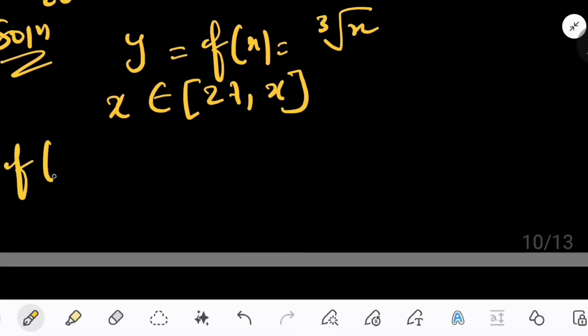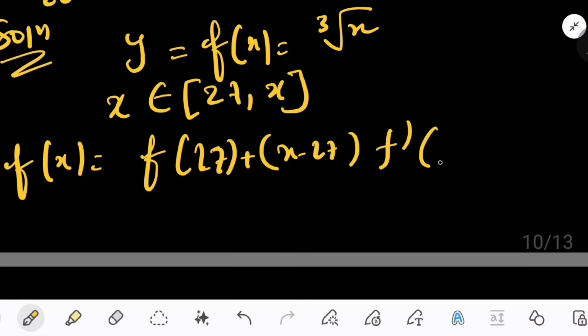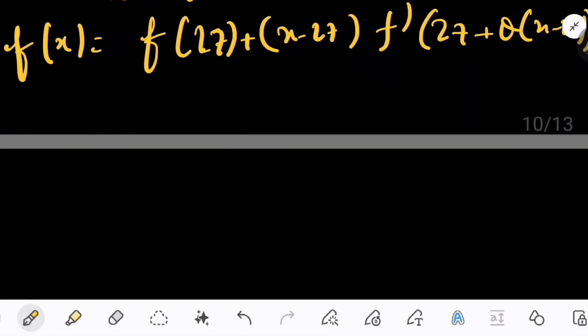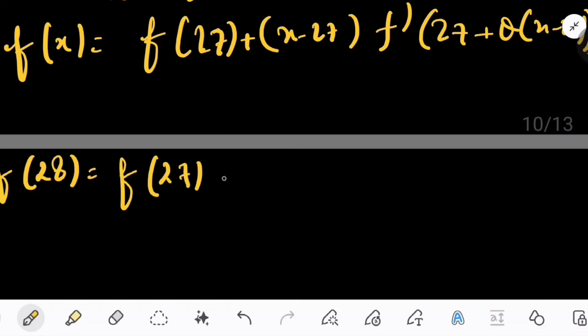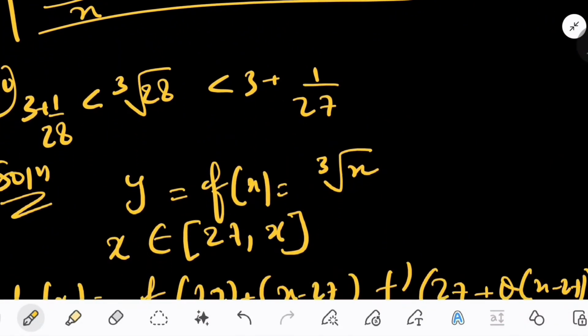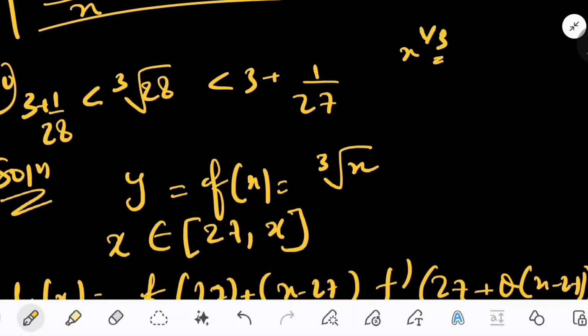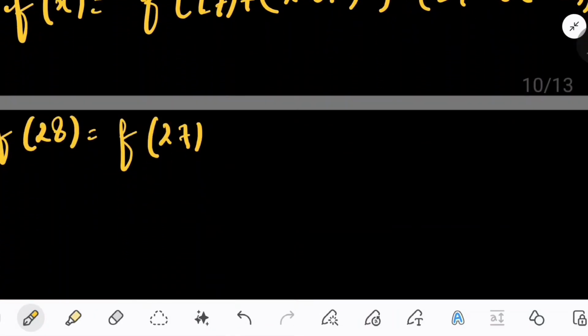Now just apply LMVT, you get f at x equal to f at 27 plus x minus 27 into f dash of 27 plus theta into x minus 27. I am not writing the formula again, you know it. Since you are evaluating it at 28, I will directly substitute it here. 28 minus 27 is equal to 1. And what is the derivative of x to the power 1 by 3? When you differentiate it, you get 1 by 3 x to the power minus 2 by 3. You can solve it, it is a very simple result.